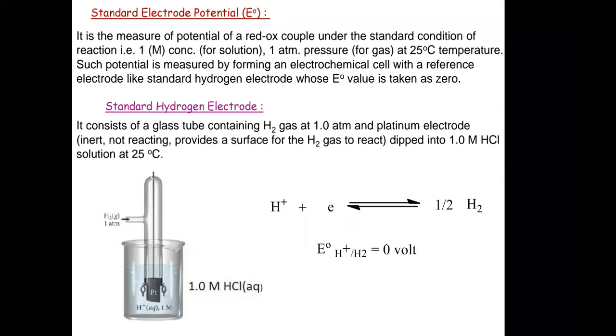That redox couple has to couple with a reference electrode whose electrode potential is already known. Generally, hydrogen electrodes are used with an unknown redox couple to measure the electrode potential of that redox couple. Standard hydrogen electrode potential value is taken as 0 according to the international convention.